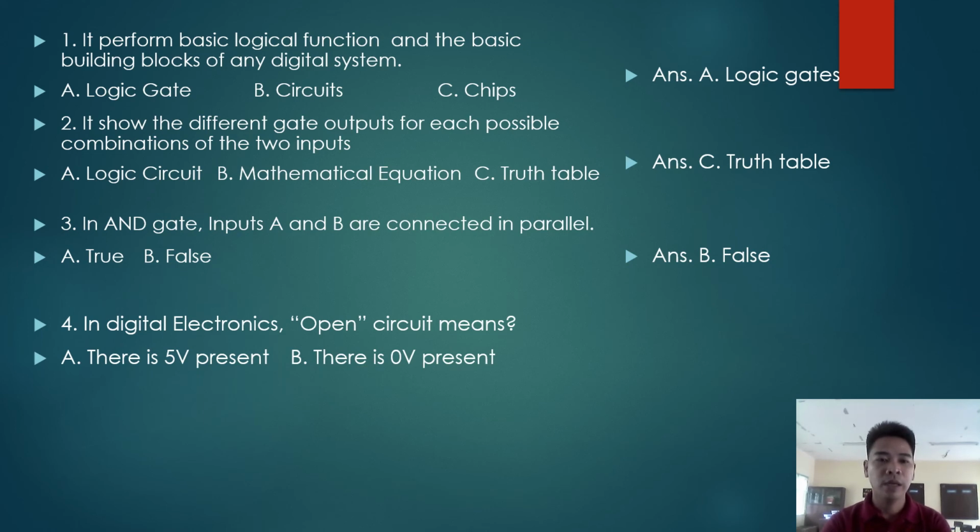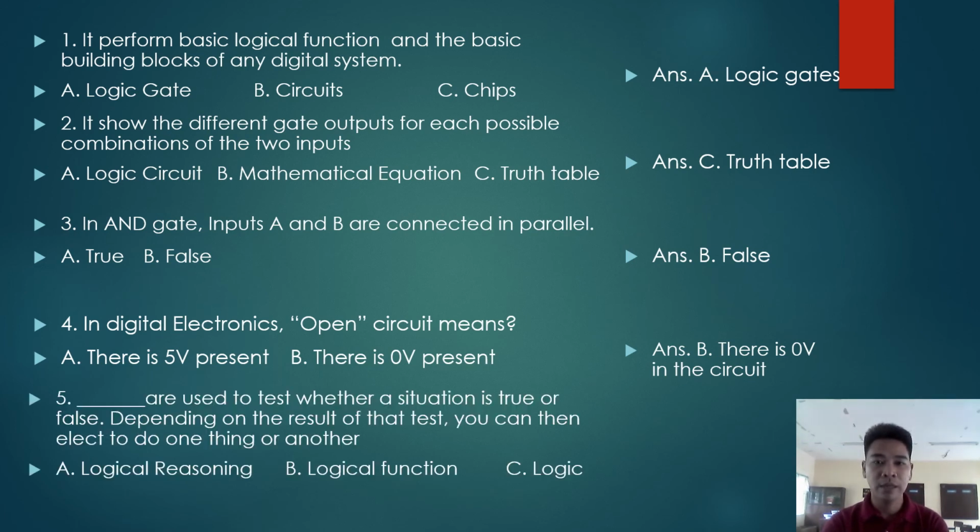Number four, in digital electronics, open circuit means letter A, there is 5 volts present, or letter B, there is 0 volts present? The answer is letter B. There is 0 volts present.